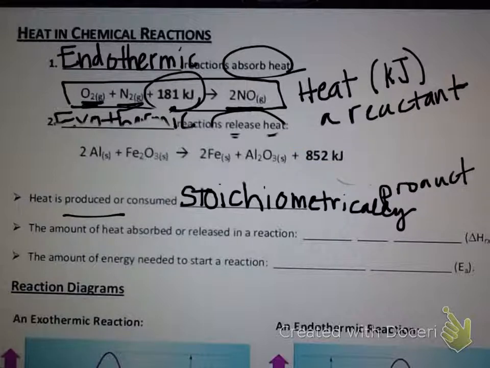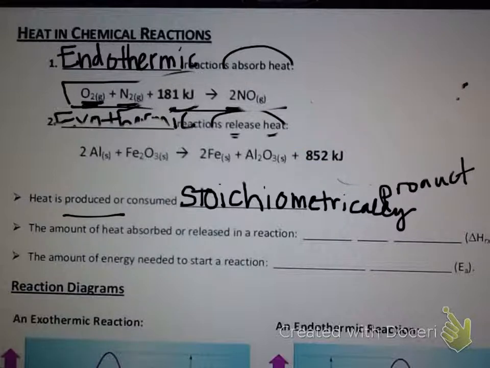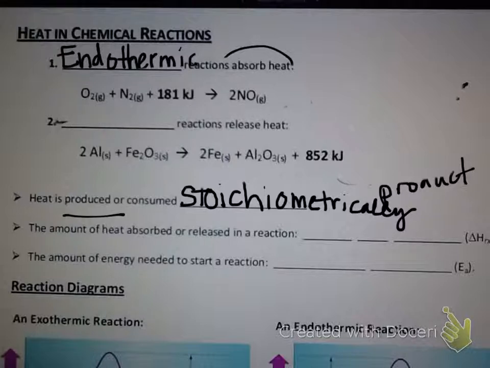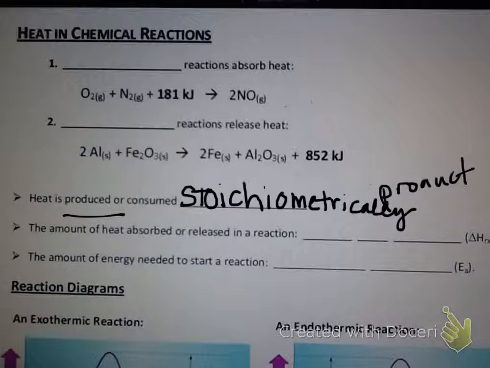You can measure how much will come out. And you can predict, depending on how much of the reactants you add, how much heat you're going to get out or how much heat's going to be absorbed. So that's what we mean when we say heat is either produced or consumed stoichiometrically. It's part of the balanced chemical equation.